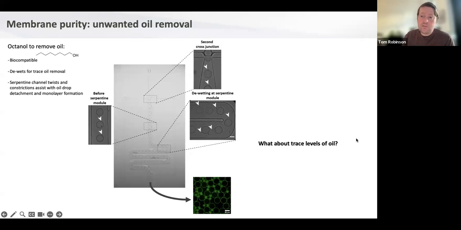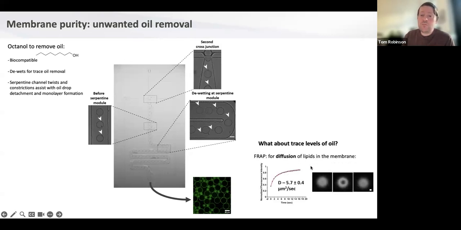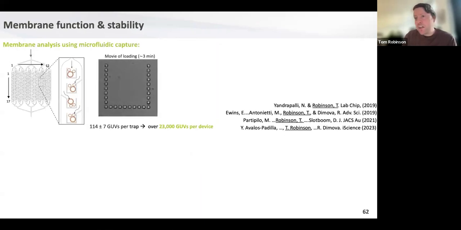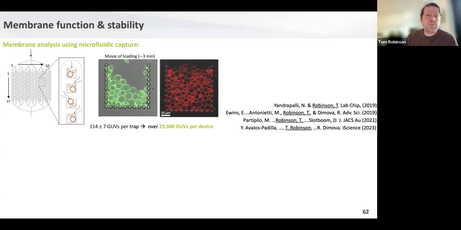We also check for trace amounts of oil by doing diffusion measurements with FRAP to see whether we have the right diffusion of the lipids, and we do. We're quite thorough, so we also wanted to check for membrane functionality and stability. So we take advantage of the other part of my lab, which uses microfluidic capture. Here we have a high throughput membrane analysis device, which allows us to capture about 100 GUVs in one of these buckets or nets. We have over 200 of these per chip, so in the end we can have 23,000 GUVs per device.